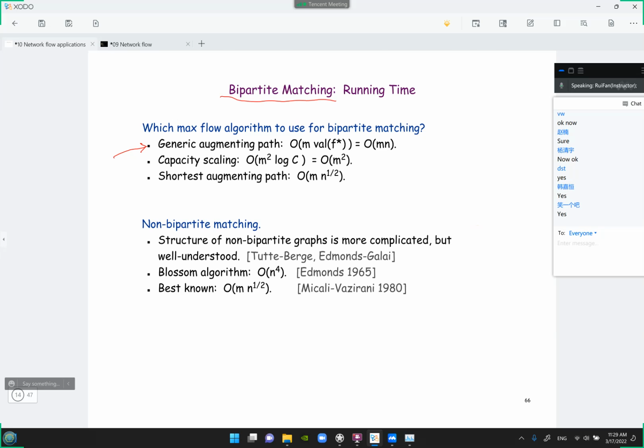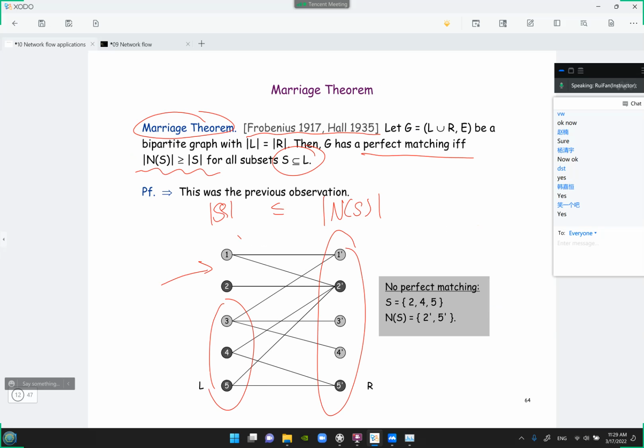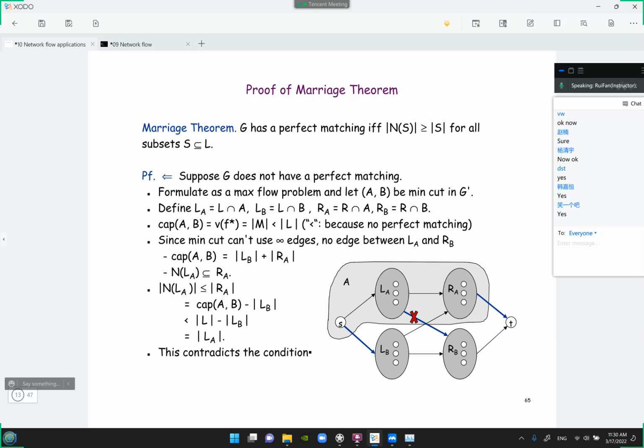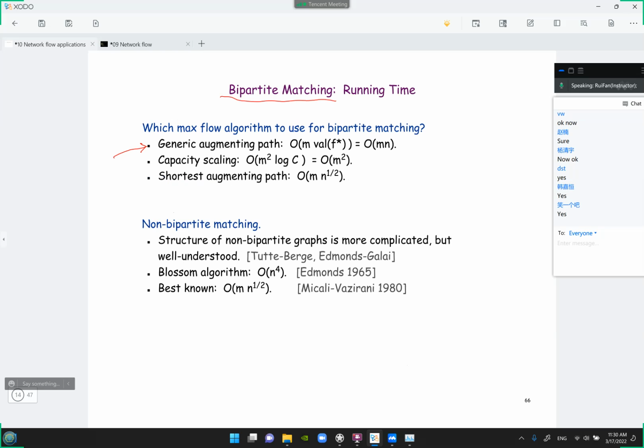It turns out that you don't have to set these capacities to be infinite, as we did over here. It's actually enough to set them to n, the number of nodes. So you don't have to set the capacities to be infinite. Even if you set them to n, the theorem still works. Therefore you can run the generic Ford-Fulkerson in m times n time.